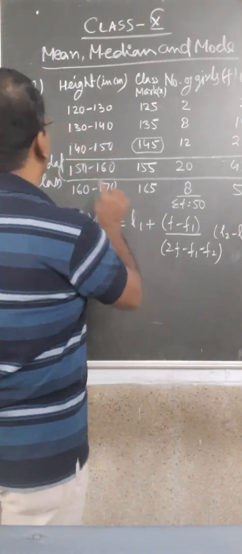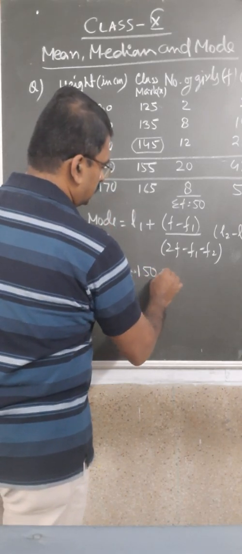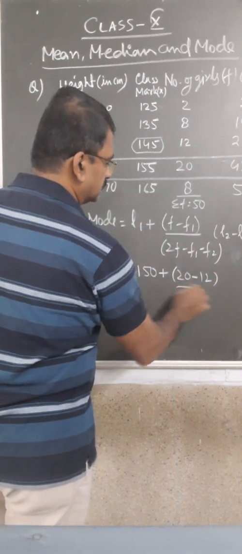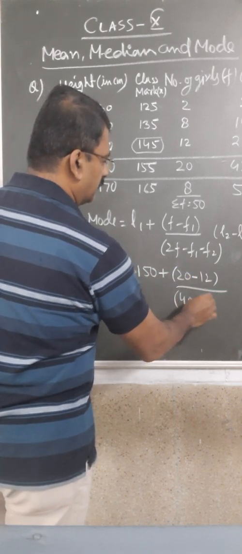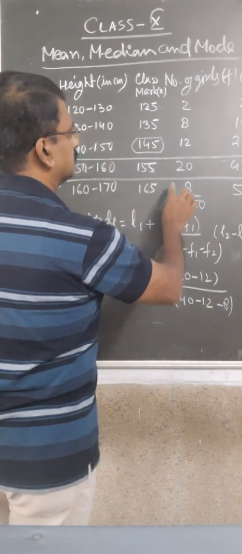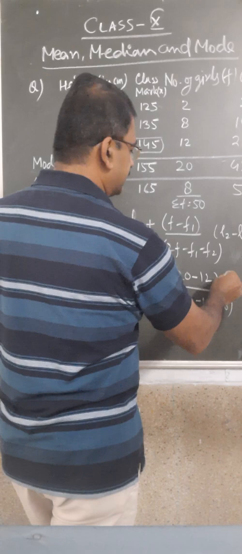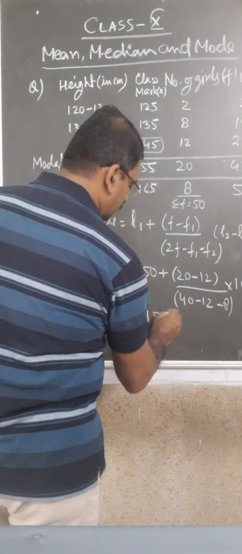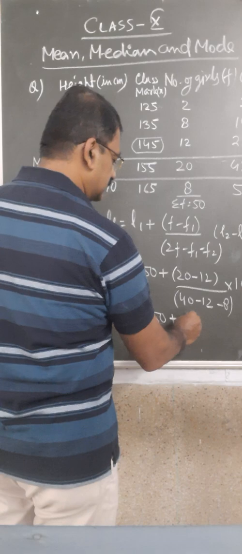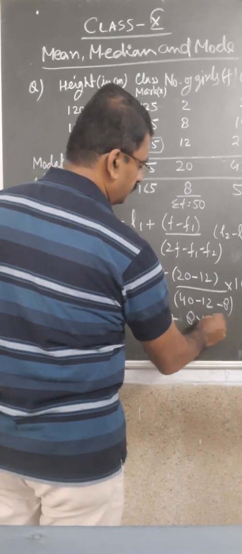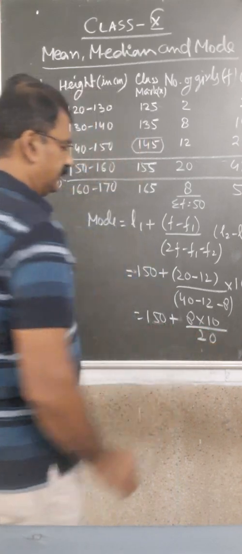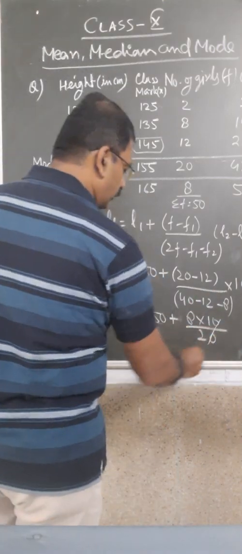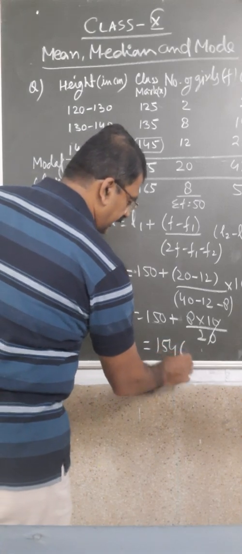So, here L1 is 150, F is 20, minus 12, 2 times 20 is 40, minus 12, minus 8, and L2 minus L1, that is 10 only, because 160 minus 150 will be 10 only. So 150 plus 20 minus 12 will be 8, into 10, upon 20, because 12 plus 8 will be 20, 40 minus 20 will be 20. Now this is 4, 150 plus 4 will be 154, and that is your answer.